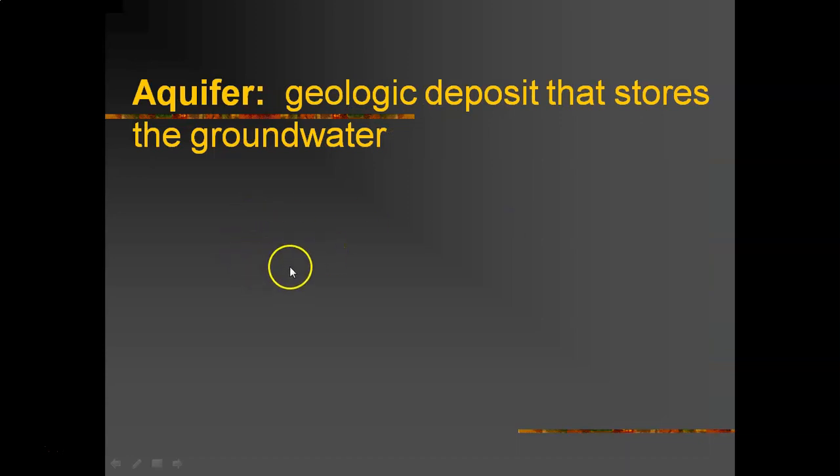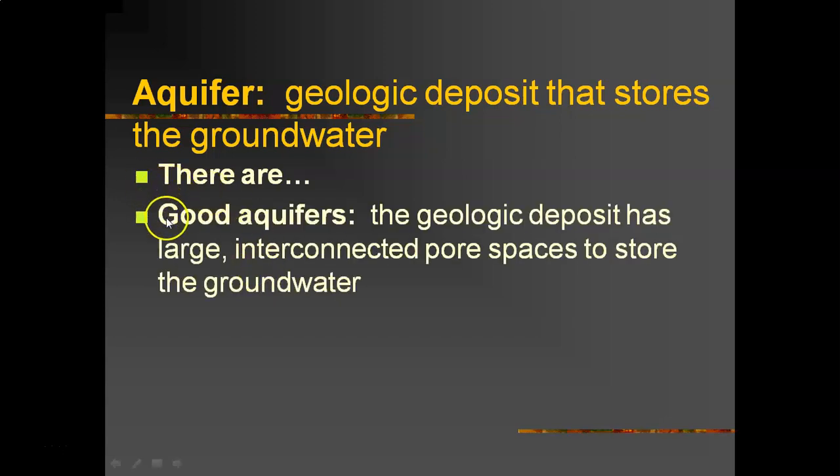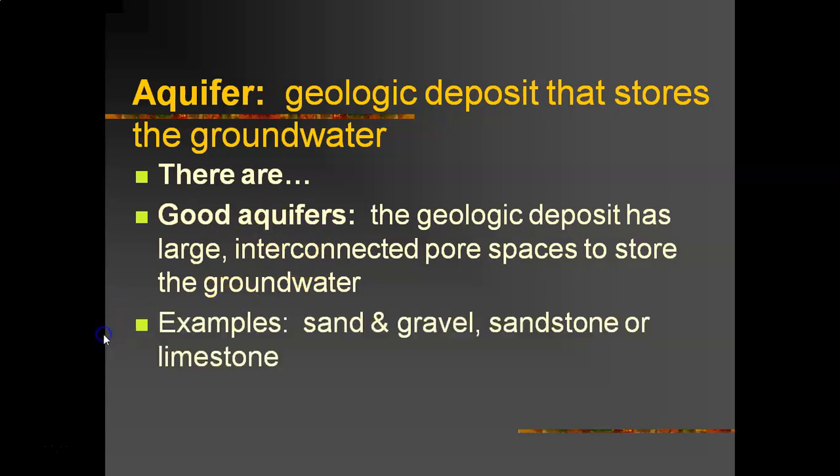All right, another term, aquifer. Now, this is a term actually in geology. An aquifer is actually the geologic deposit that stores the groundwater. Now, there are good aquifers and there are bad aquifers. A good aquifer would be some sort of geologic deposit that has large and interconnected pore spaces to store the groundwater, and that's what you need. Right. Now, we haven't done our geology section yet, but I think you might understand this.